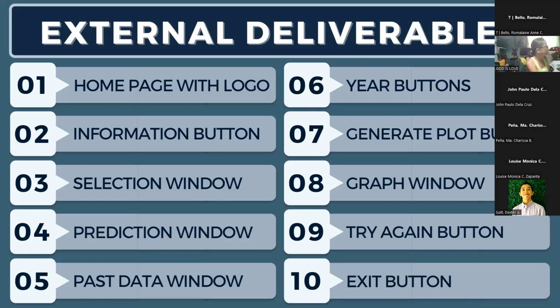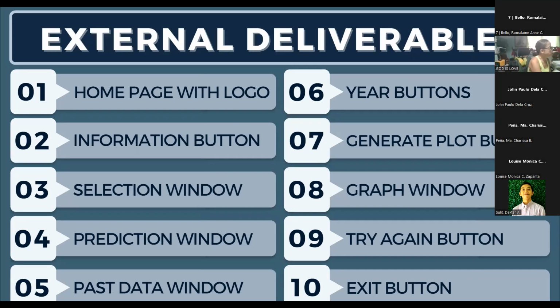And then there's the prediction window, there's a past data window, the year buttons where you click each year from 1969 to 2041, and then there's the generate plot button where it'll proceed to plot the data, and then there's the graph window where you'll see the graph. Then there's the try again window where it'll take you to your previous window if you want to do another simulation. And then lastly is the exit button where it'll terminate the program. Next, please.